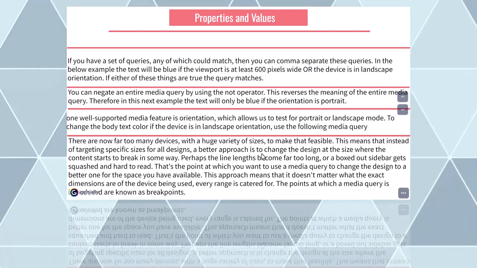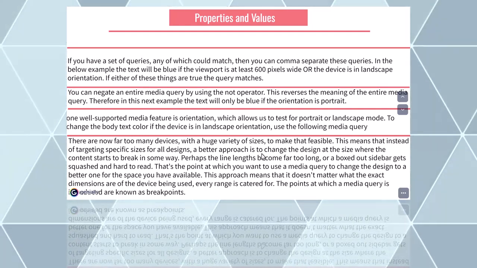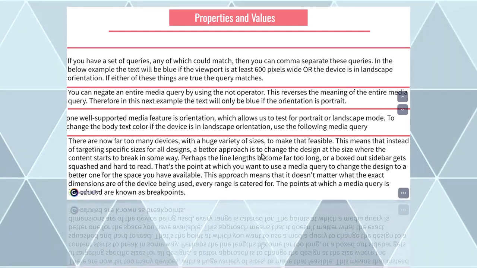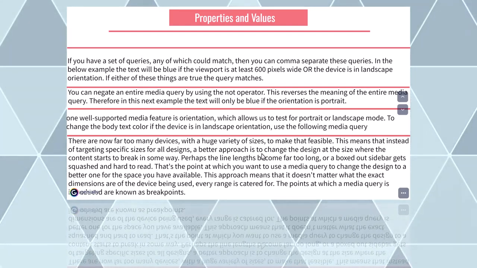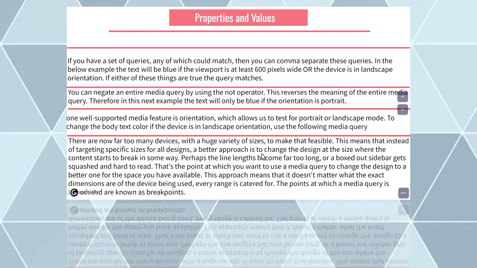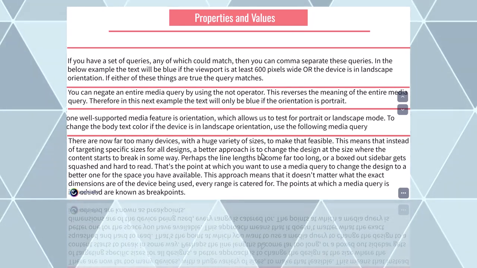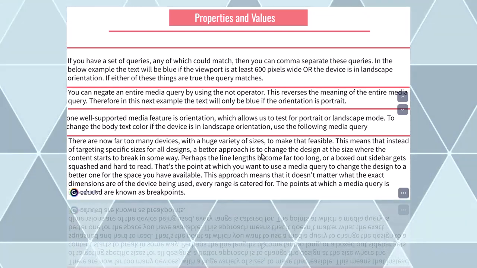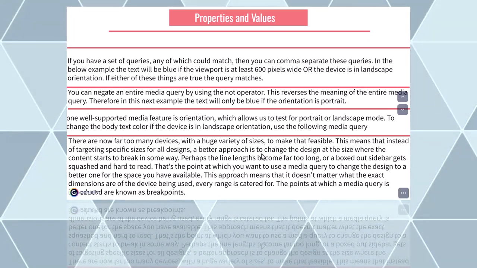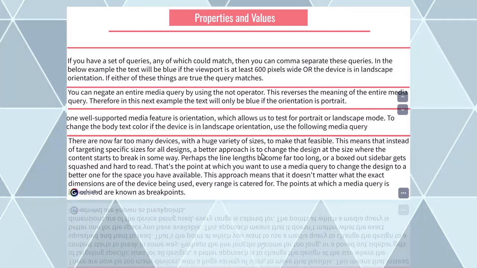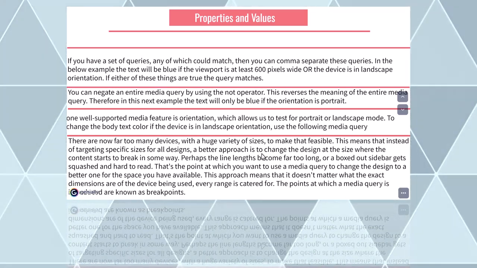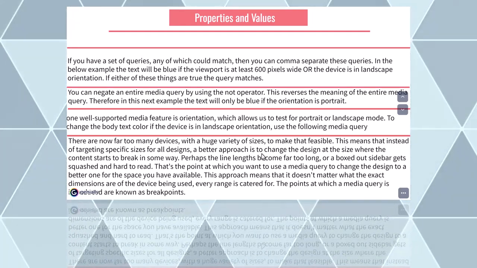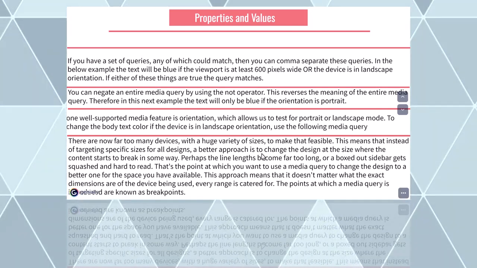There are now far too many devices with a huge variety of sizes. To make that feasible, instead of targeting specific sizes for all designs, a better approach is to change the design at the size where the content starts to break in some way. Perhaps the line lengths become far too long, or boxed out sidebars get squashed and hard to read. That's the point at which you might want to use a media query to change the design to a better one for the space you have available.